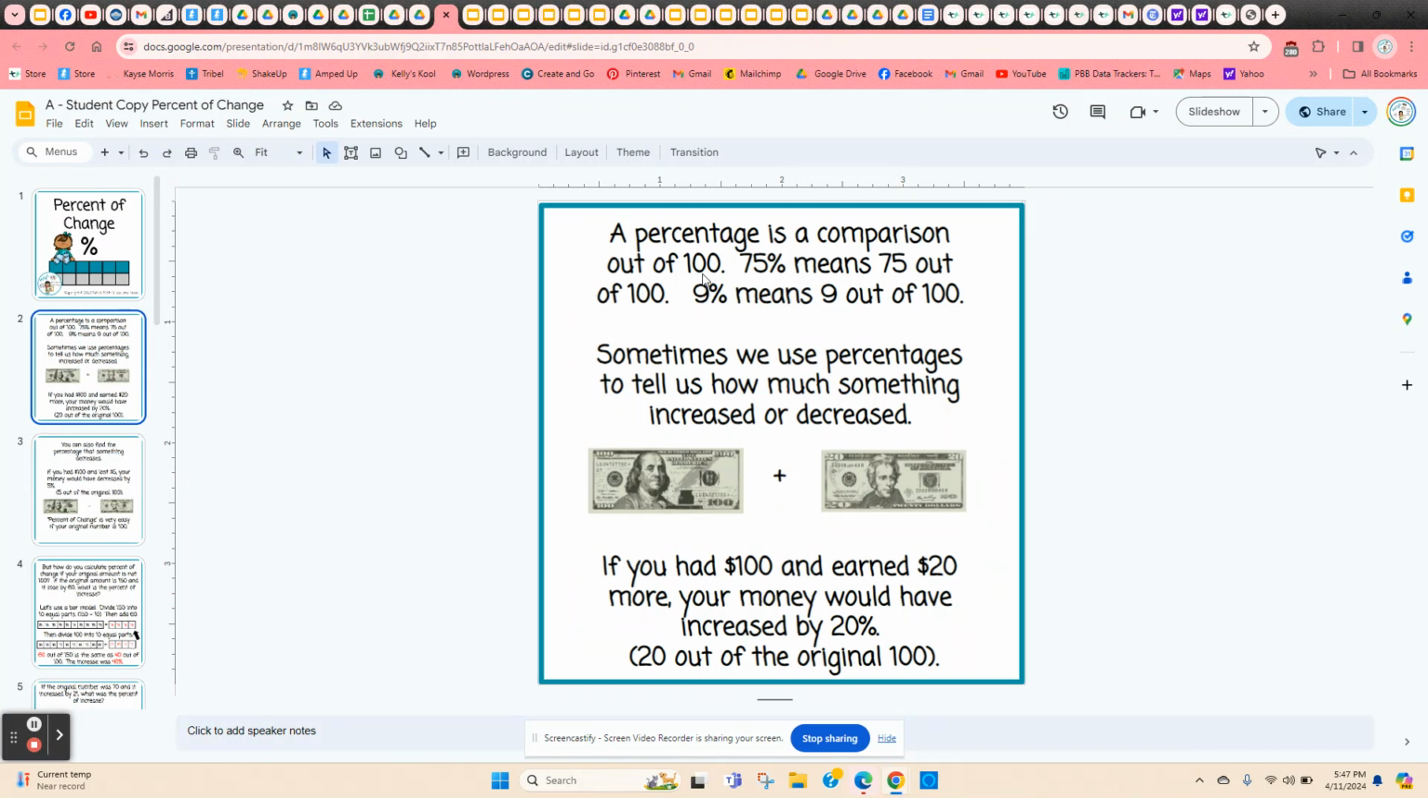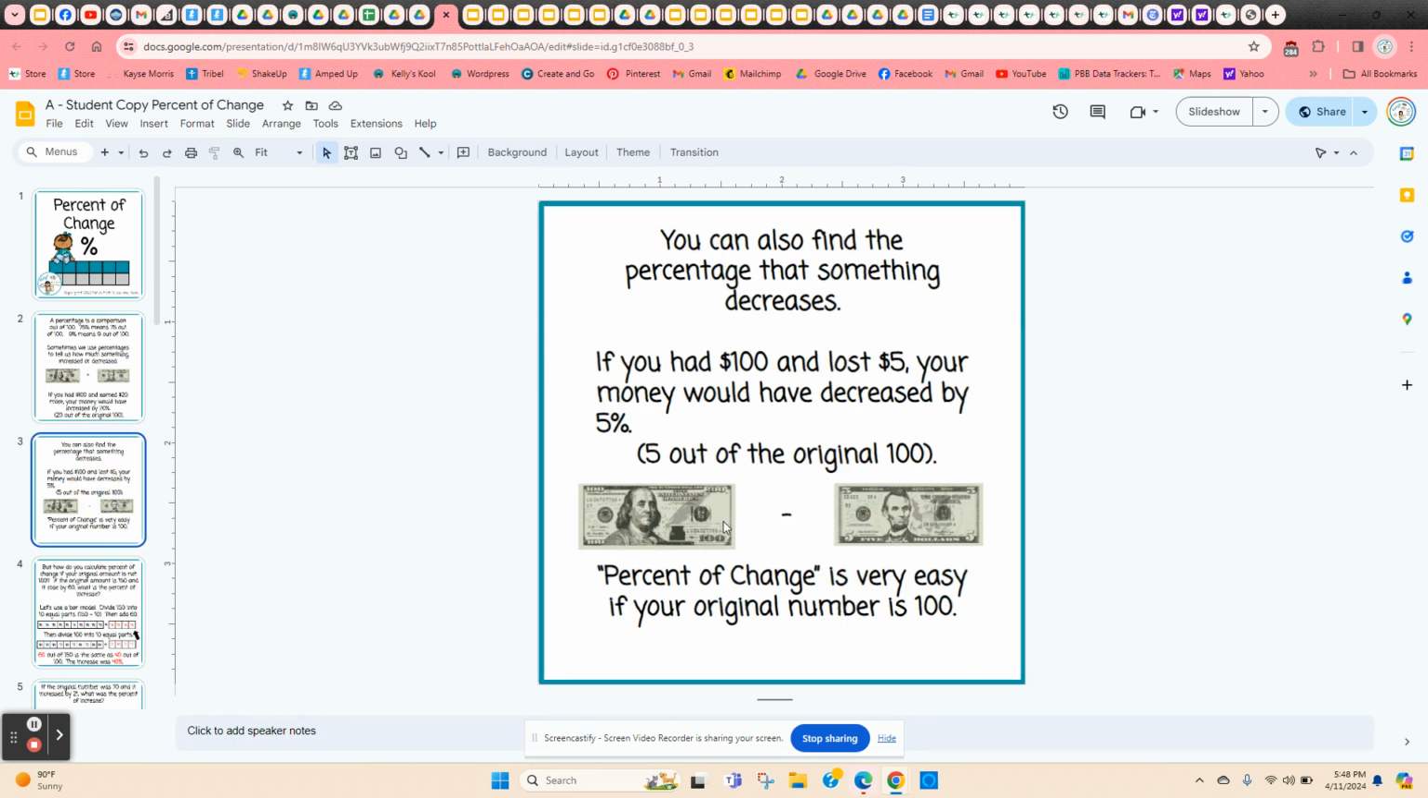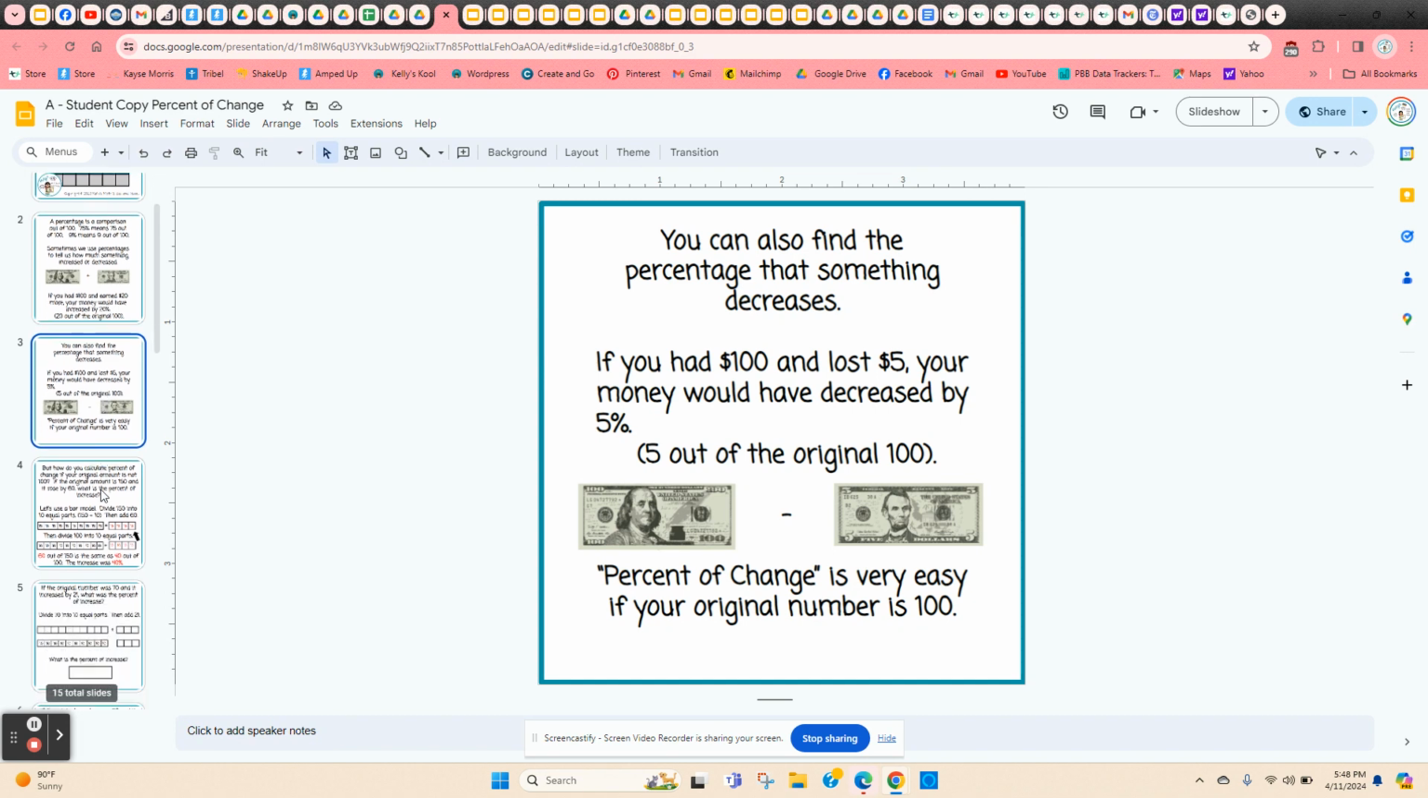We're going to start with an example, and we're starting with 100. Okay, so if we have $100 and we increase by $20, that's a 20% increase. 20 out of 100 would be 20%. And then we show the same thing if you start with $100 and it decreases. So we're going to decrease by $5. That's a 5% decrease.